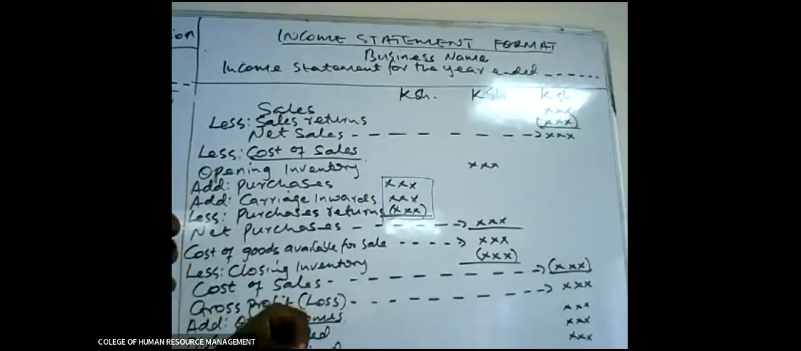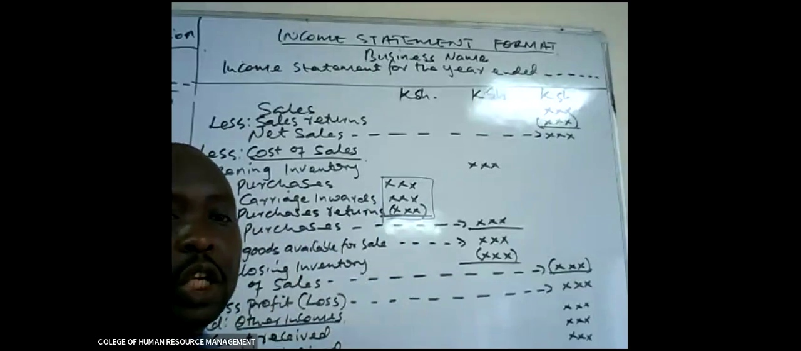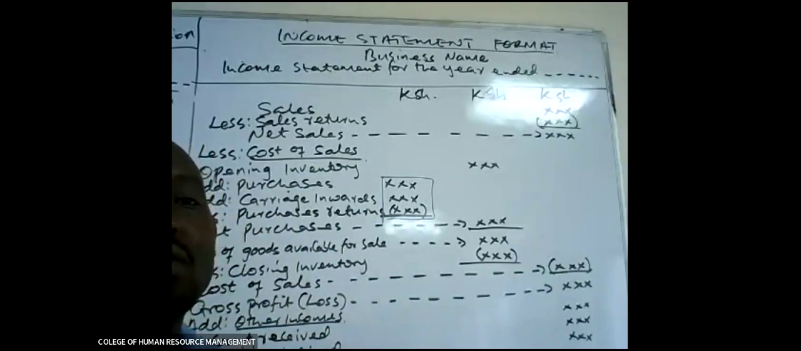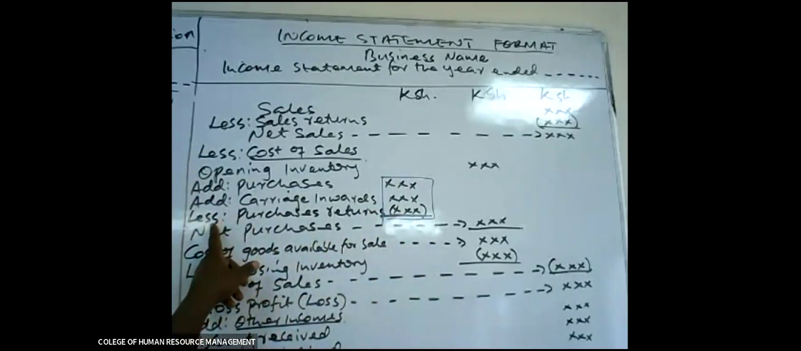And then in the course of the business operations, we might have returned some goods that we purchased. So those goods are no longer in the inventory. They are not waiting to be sold because they are already returned to the supplier. We deduct them, so that we can know the net purchases, the net cost of the items we bought as additional stock.